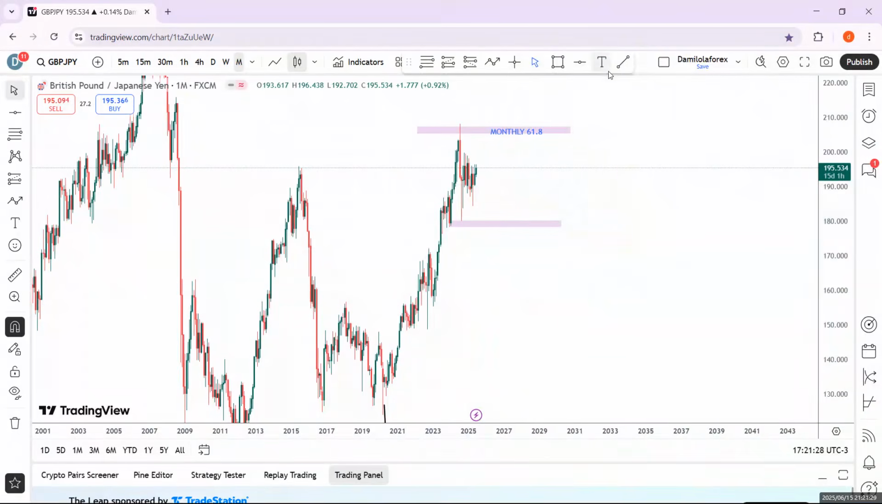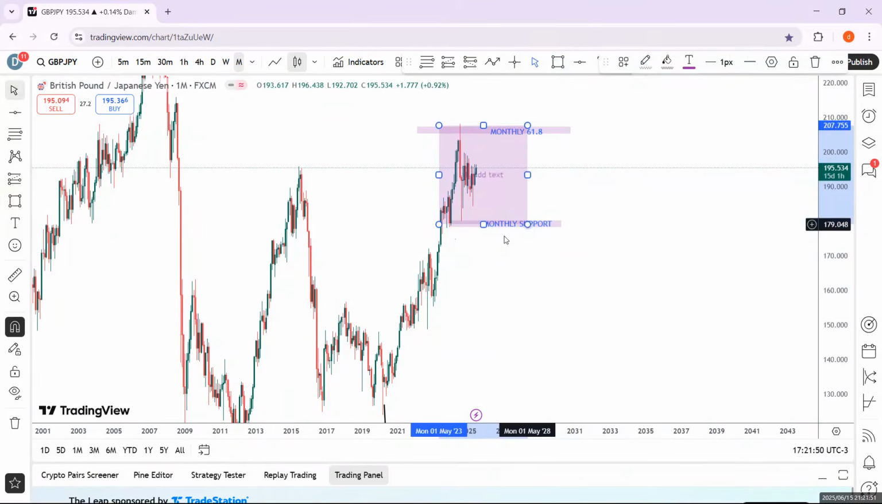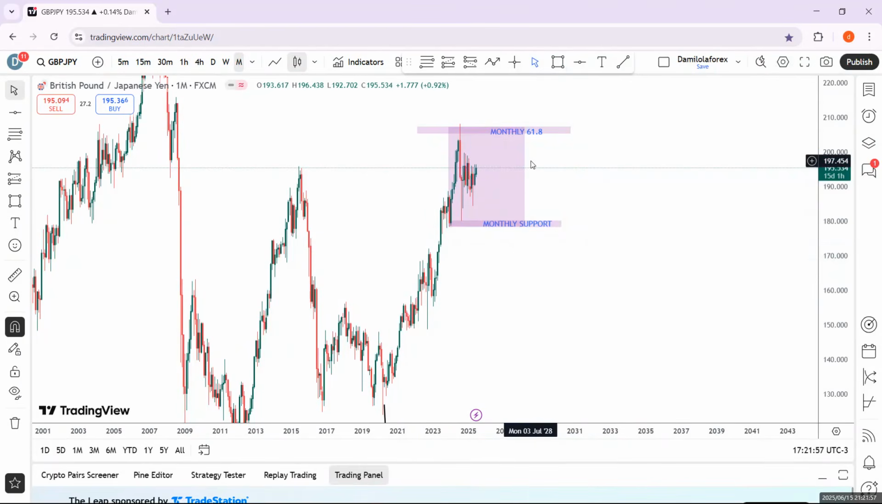We'll now take this monthly 61.8 level and take this support level here, which is a monthly support level. Okay, so we'll now take this window as our range of focus, the monthly resistance point and this monthly support point, and all of this information from this highest point here to basically this level here where this higher low started. This is basically the information I need.